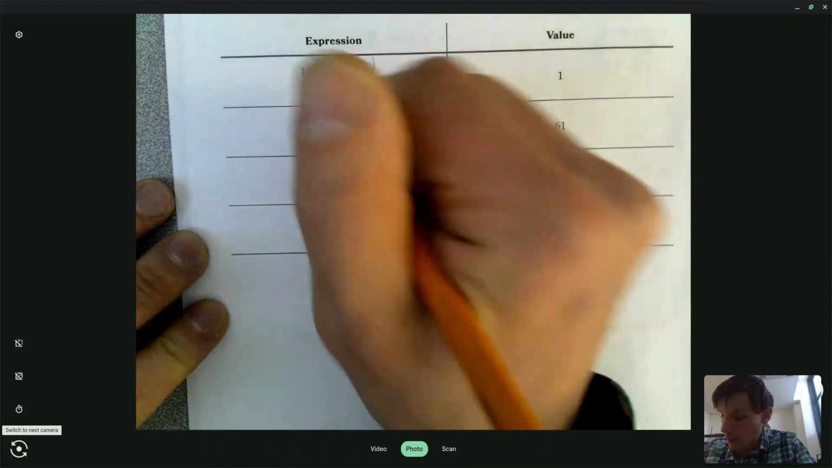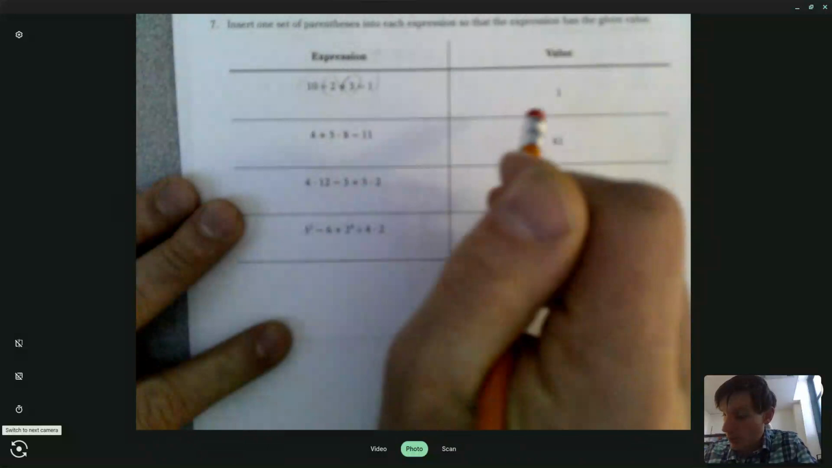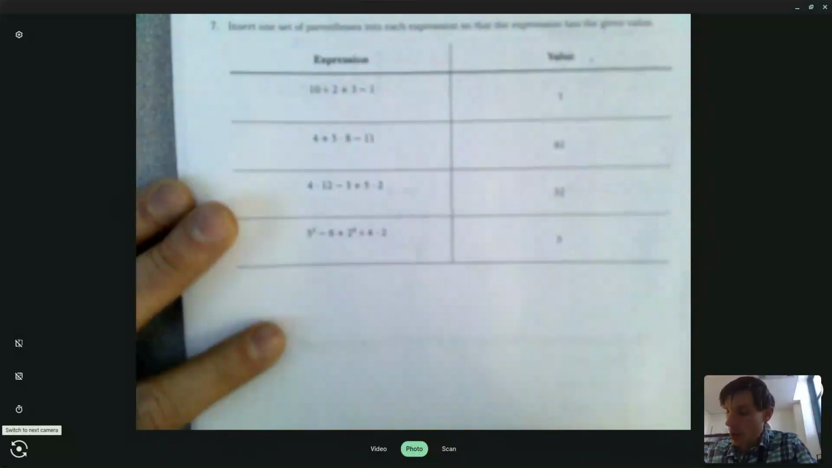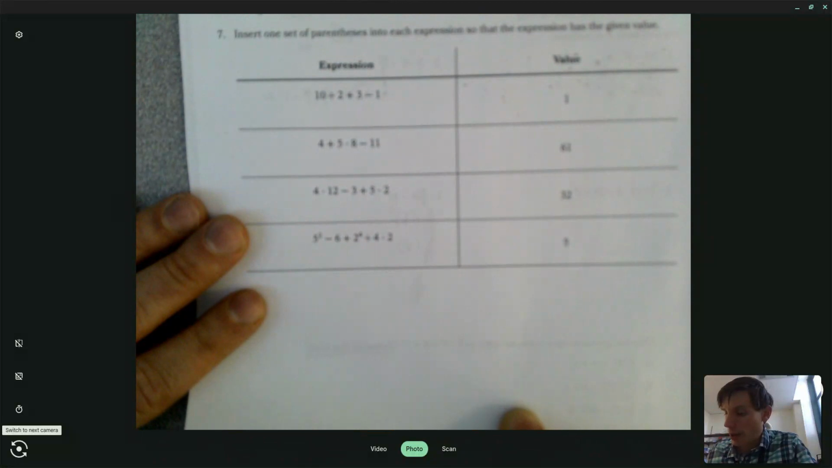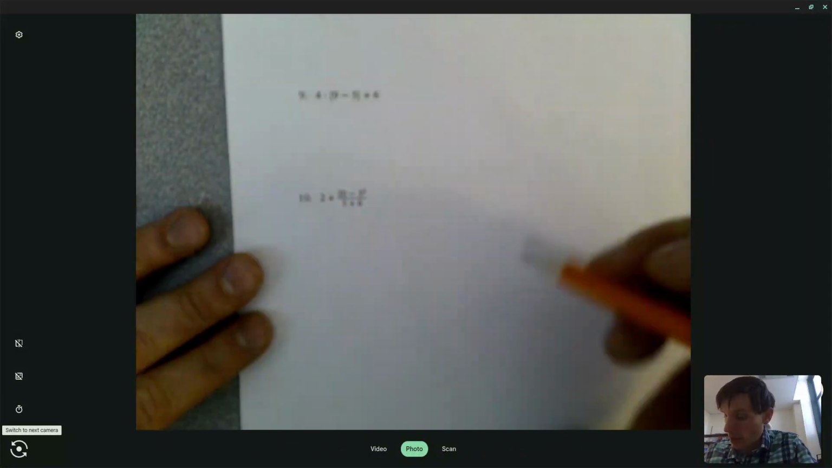Are they going to go around here first? Do that first, do that first, do this first. What do you have to do to get a value of 1? Okay. So you're doing a little kind of trial and error there. Okay. All right. And let's look at one more here on the back.